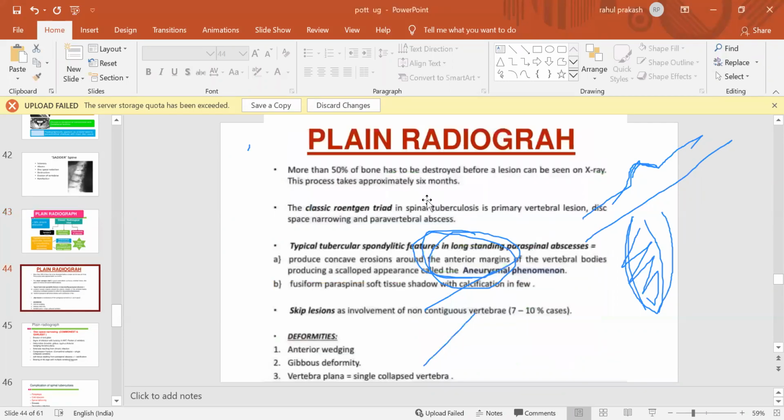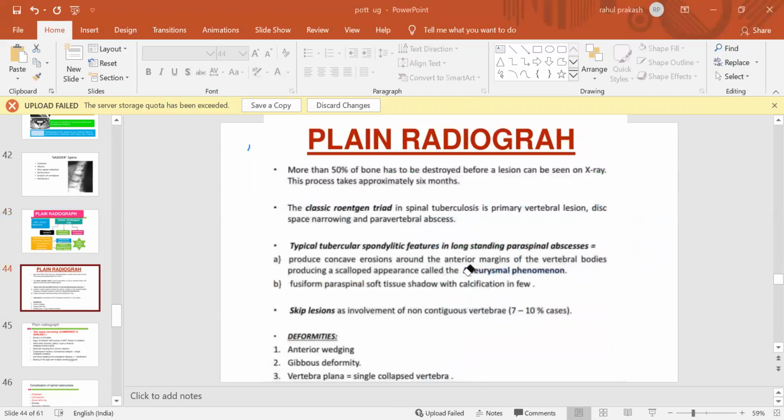So now this is plain radiograph. What will you see in plain radiograph? So you find aneurysmal phenomena.